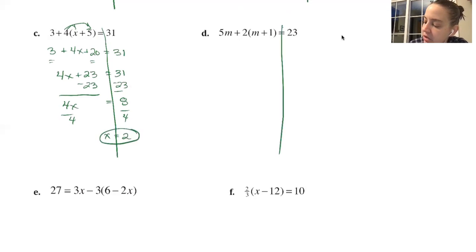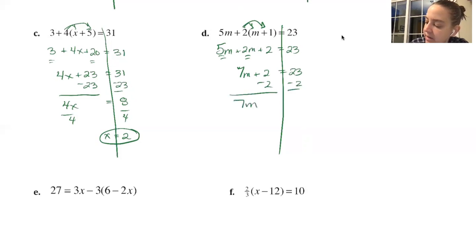In letter D, distribute the 2. So 5m plus 2m plus 2 is equal to 23. 5m plus 2m is 7m plus 2 is equal to 23. Subtract 2 on both sides. 7m is equal to 21. Divide both sides by 7. So m is equal to 3.